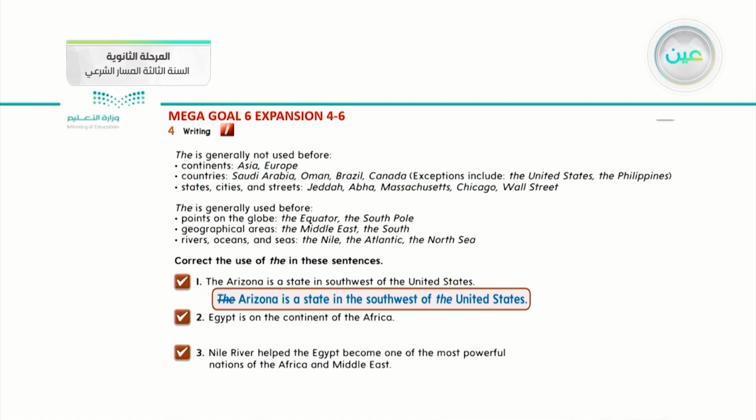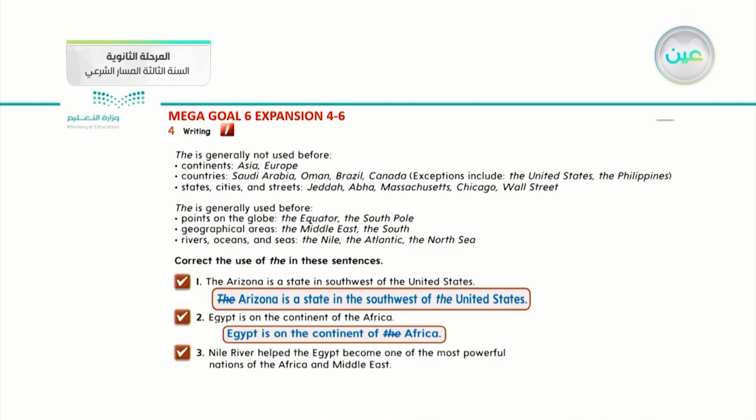Okay, number 2. Egypt is one of the continent of the Africa. What do you think it is? We can say Egypt is one of the continent of Africa, directly without "the". We should omit "the", because Africa is one of the continents, as I said before, for example, Asia and Europe and so on.